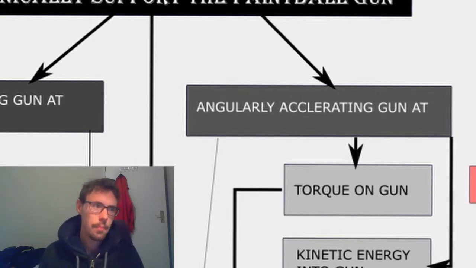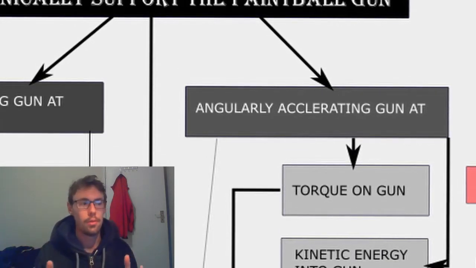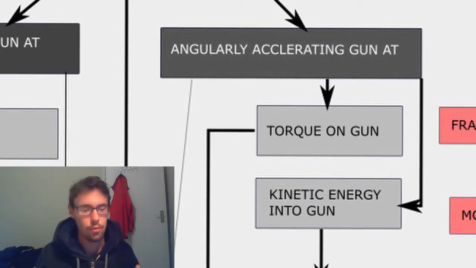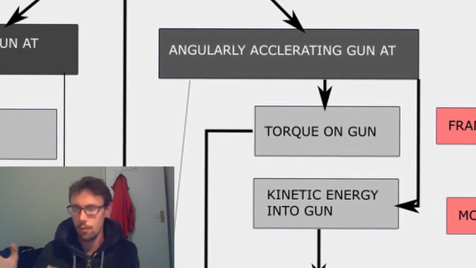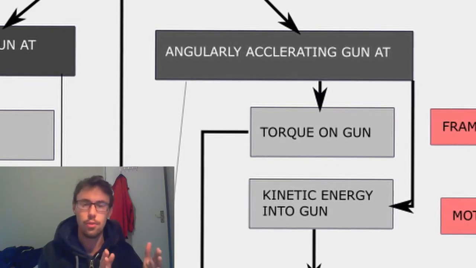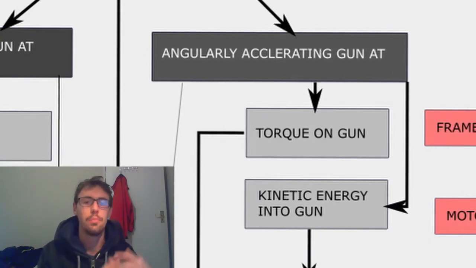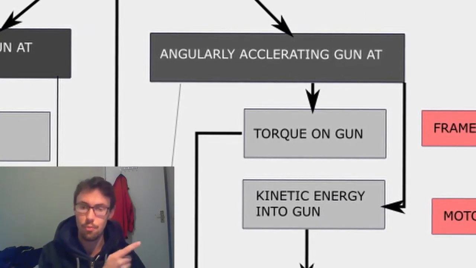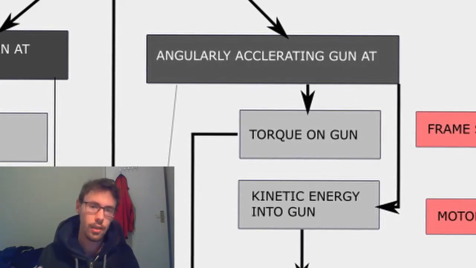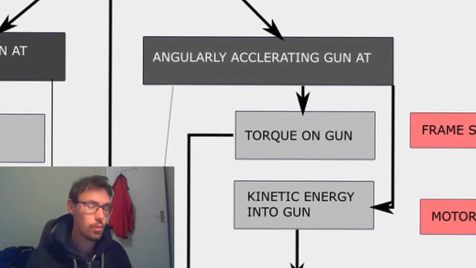So because we're going to angularly accelerate the gun, this implies we're going to impart some torque on it, right? And it also means that we're going to pump energy into the gun. We're going to take energy from some source and then convert it to kinetic energy, and that's what accelerates the gun. The acceleration is the process of putting energy into the gun to accelerate it. So you get two things out of this angular acceleration: you get the power required to accelerate the gun at the required rate, and you get the required torque.